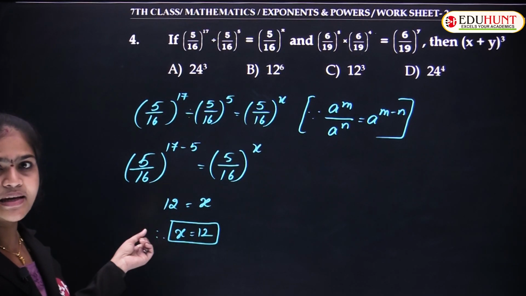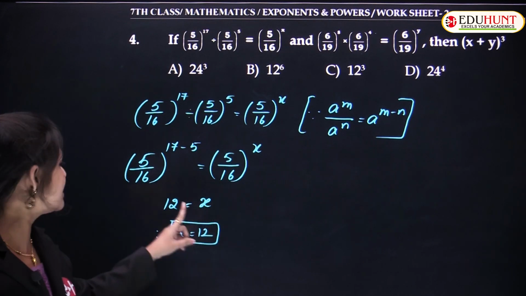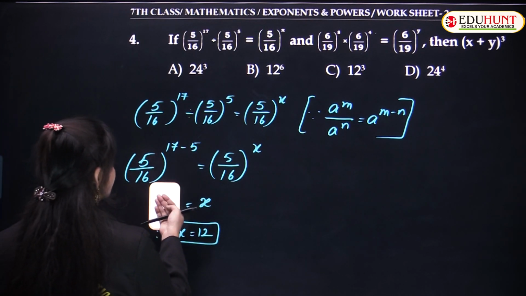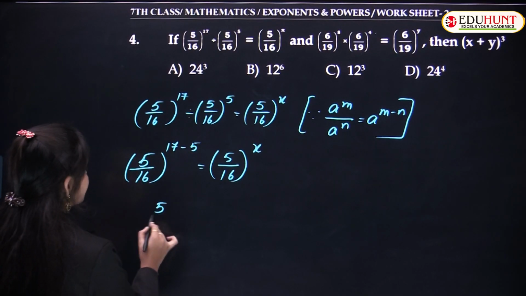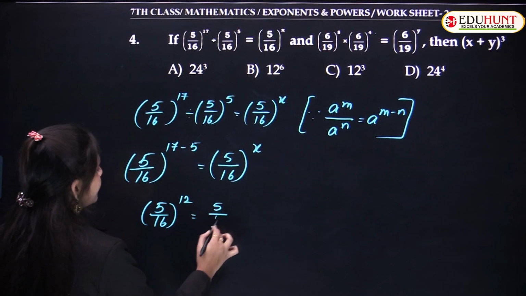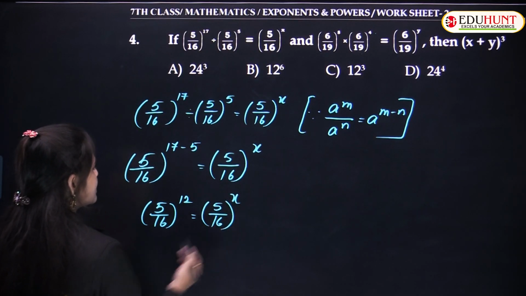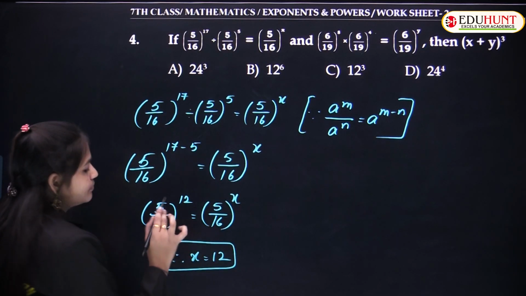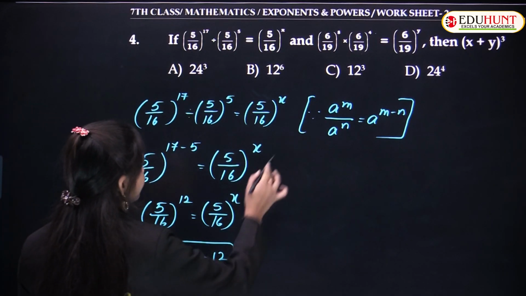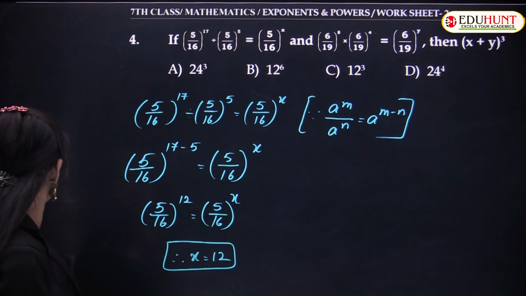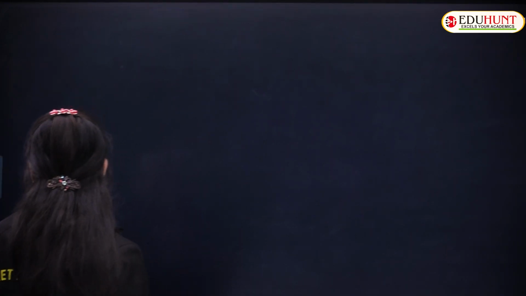Why? Because as the bases are equal, their exponents must be equal. Or if you have any doubt, just see this: 5 by 16 whole power 12 is equal to 5 by 16 whole power x. In this way also you can write. Finally, x is equal to 12. Now here, another one. Now find the y value here.